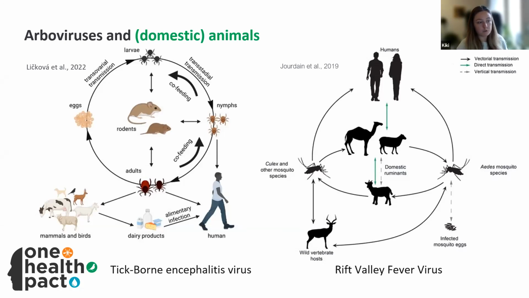The same goes, for example, for Rift Valley fever virus, which is present mainly in Africa. They all have kind of similar cycles, but in this case, the vector is a mosquito, and domestic ruminants can be an amplifier for the virus, and can also again infect humans via contact with blood, for example.